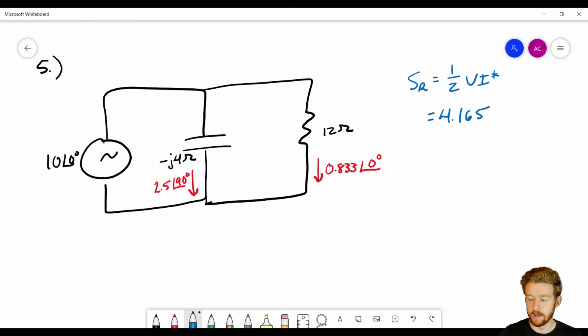4.165 here. Okay, and we're talking about apparent power, so let's do VA. So you can see it's purely real. There's no angle involved, so purely real. That means it's all real power, which is what we expect in a resistor, so we're doing good.